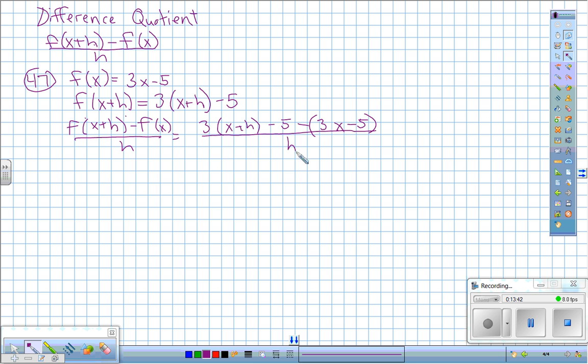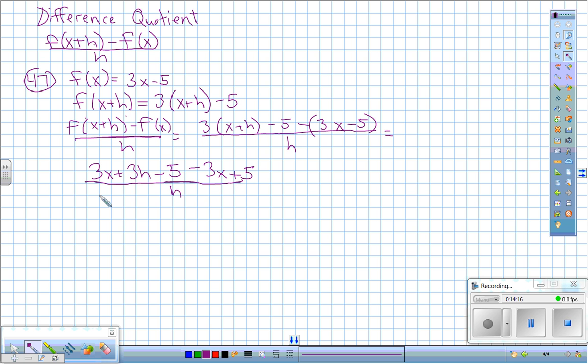And these should all come out very nicely. Some of them won't actually come out to numbers, but a lot of them will. Okay, I'm going to distribute this 3 throughout this x plus h and this negative sign to the 3x minus 5. So I'm going to move down to the next line, I'll have 3x plus 3h minus 5 minus 3x plus 5. That's still all divided by h.